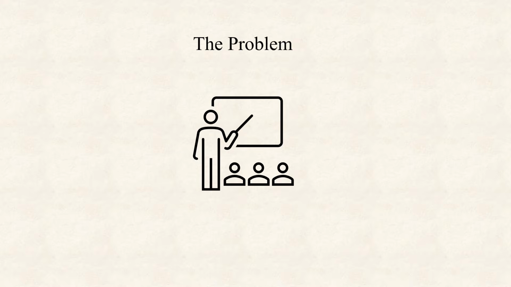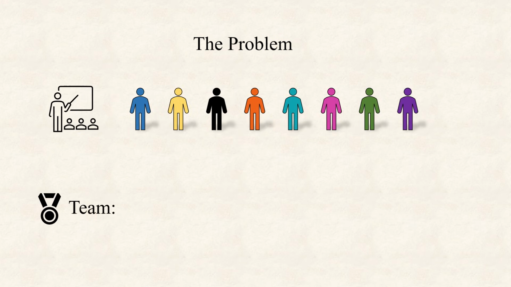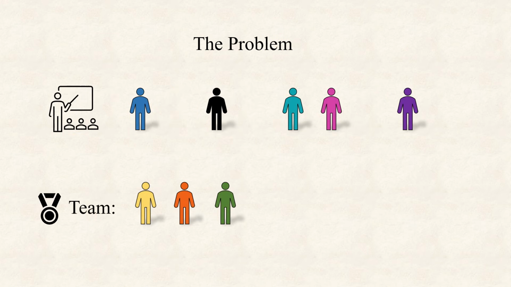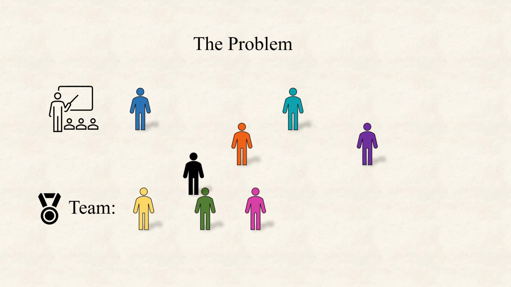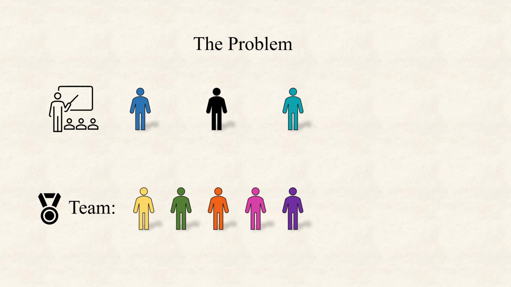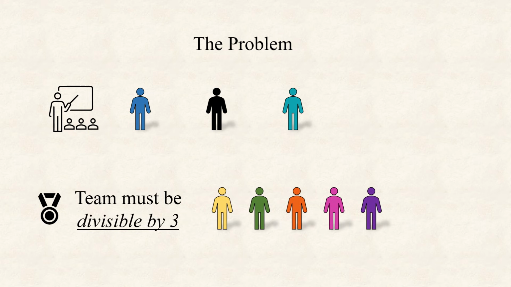Say you are a teacher and you have to pick some of your students to form a team for a competition. While you think about all the different teams you can form, you get the extra information that the number of students in your team has to be divisible by 3. So this team of 5 students is not allowed, as 5 is not divisible by 3. But if you add one more member, we have 6 students, which is divisible by 3.